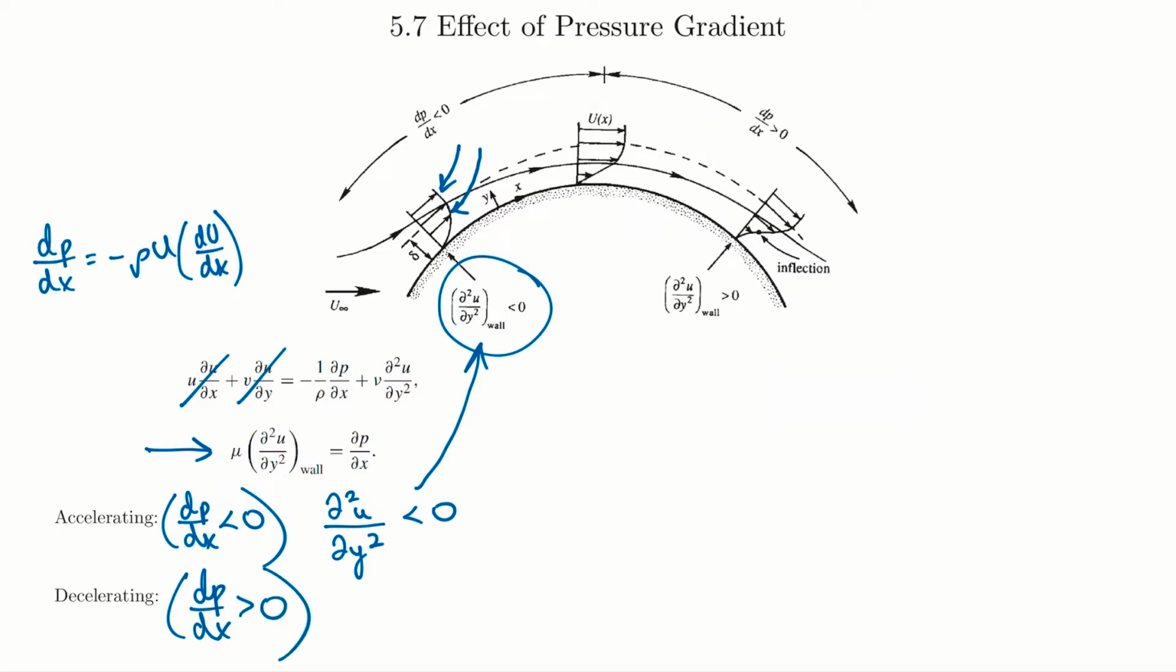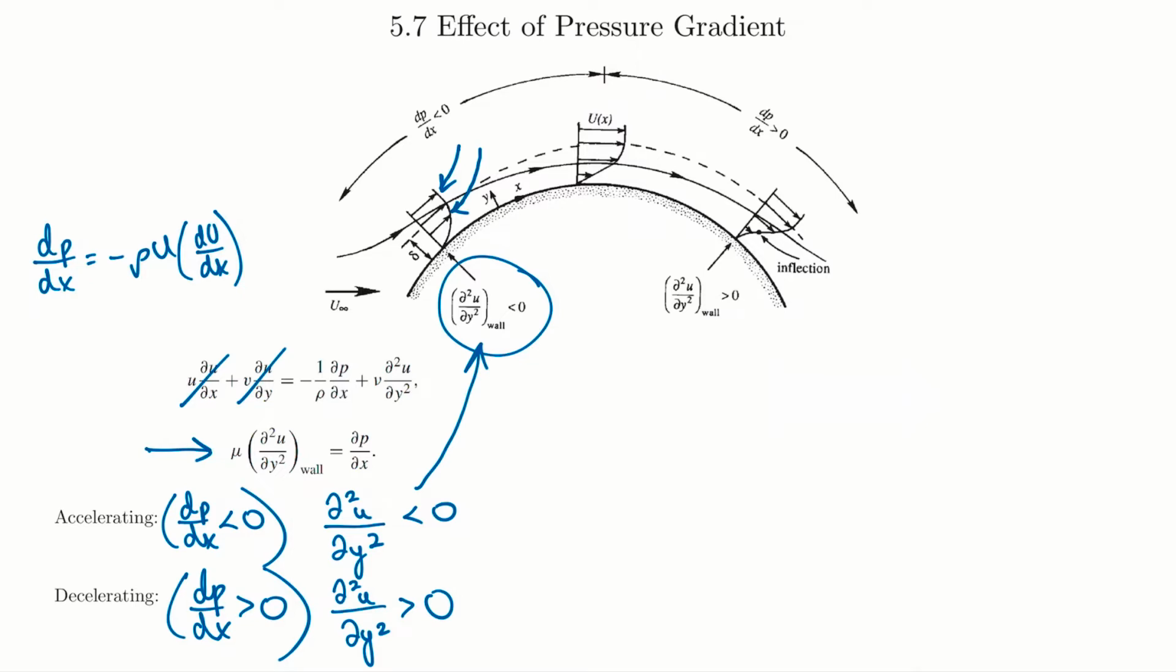Okay, so that means for this equation to work, this term also has to be greater than 0. Left-hand side has to equal right-hand side, right? So therefore, at the wall, we have a positive change in the second order differential, which means our slope must be increasing in the y direction. Our du/dy is increasing in the y direction.